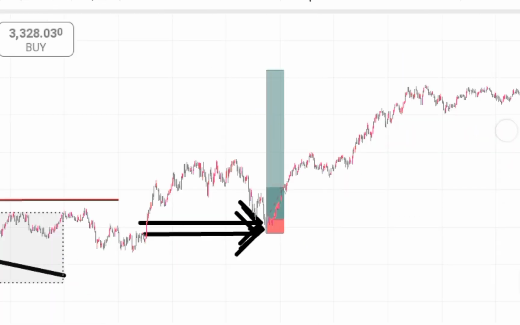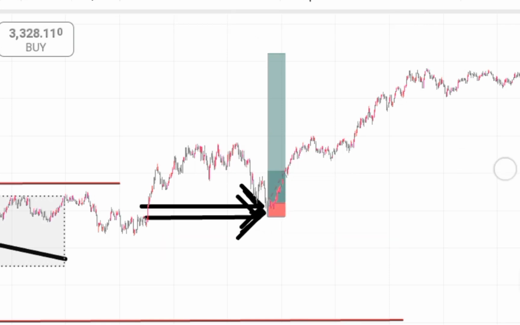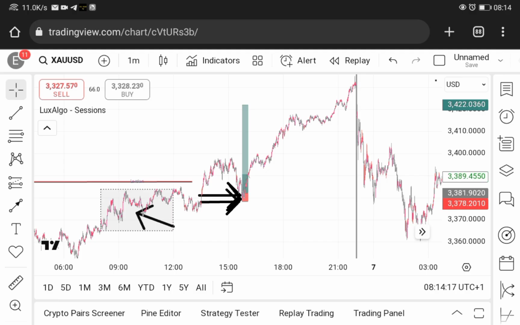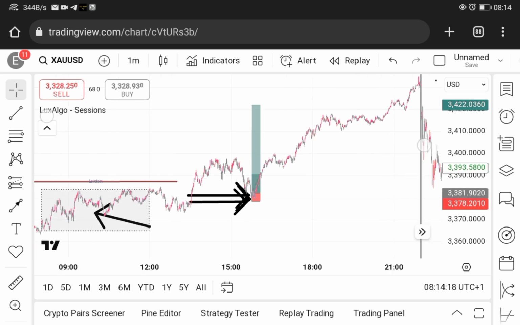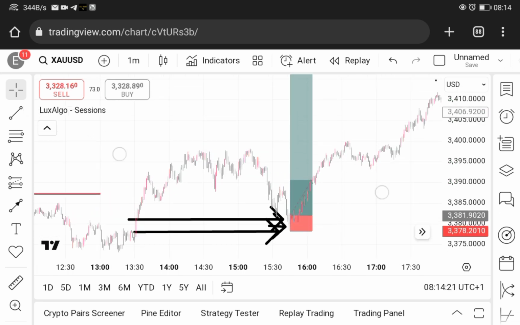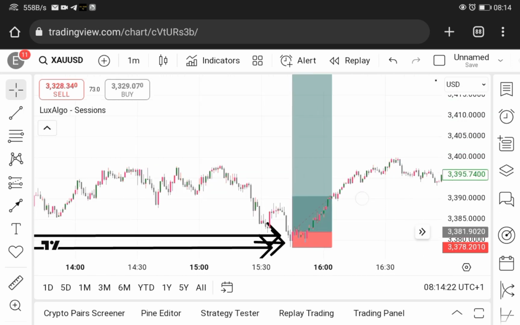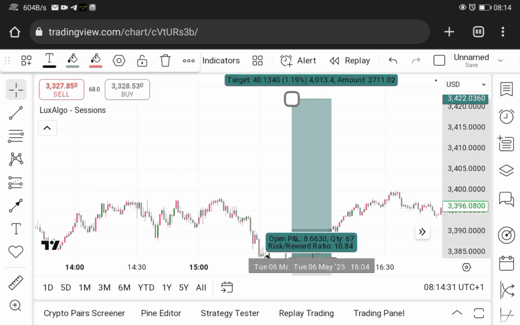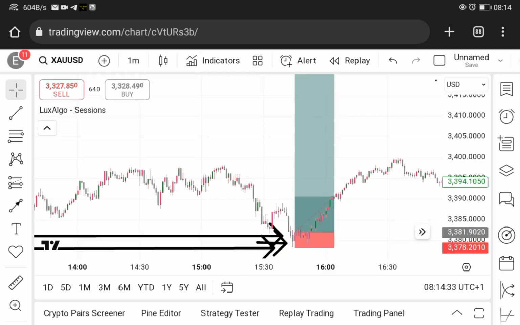Go for your 1 to 10 or 1 to 15. You've gotten your 1 to 10 right there. So this is how you trade this setup, using your H1 and only one M15 candle for you to make a decision in this market.